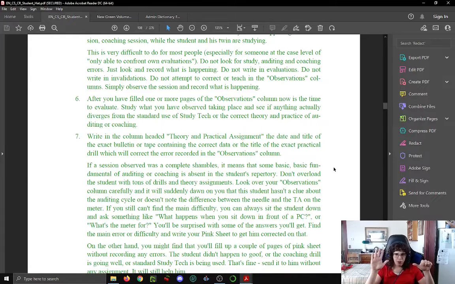6. After you've filled 1 or more pages of the observations column, now is the time to evaluate. Study what you've observed taking place and see if anything actually diverges from the standard use of study tech or the correct theory and practice of auditing or coaching.